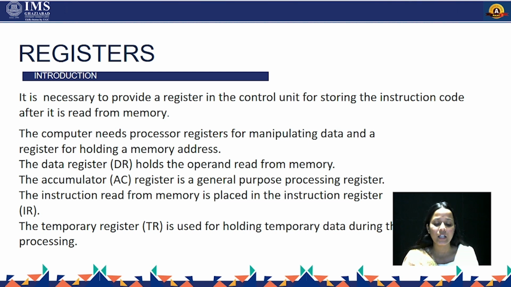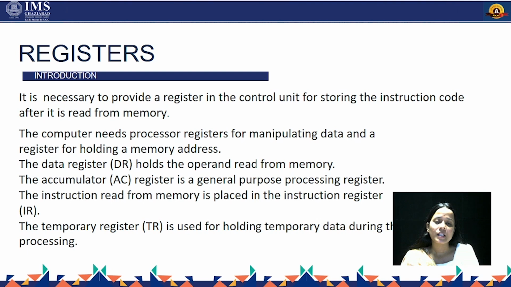Just like we have the data register. The abbreviation of data register is DR. So DR is data register which holds the operand of the memory. Operand means the data on which the further calculations will be done, or the manipulation you want to make, the data will be further manipulated. So that data will be stored in the data register.